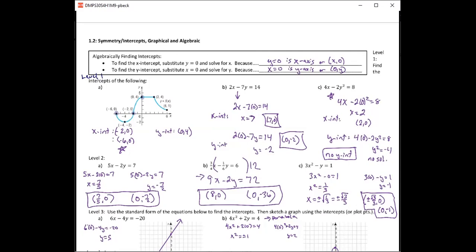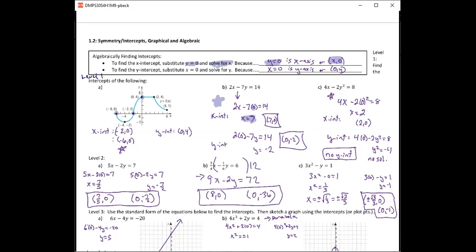To find the intercepts, we basically look to see where it crosses the x-axis and where it crosses the y-axis. Now, algebraically, to find the x-intercept, we plug in 0 for y and solve for x, which is what I did here. The reason why is because y equals 0 is the equation of the x-axis, like what I showed in my notes before. We could write that equation, y equals 0, as the coordinate x comma 0. And if you look at it as x comma 0, that translates into what we just did right here. To find the y-intercept, we do the same thing.